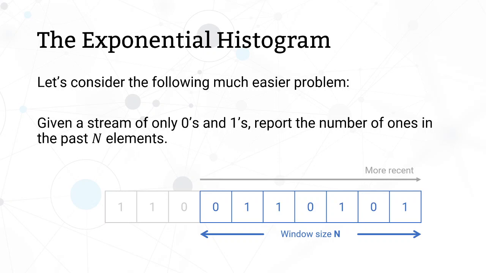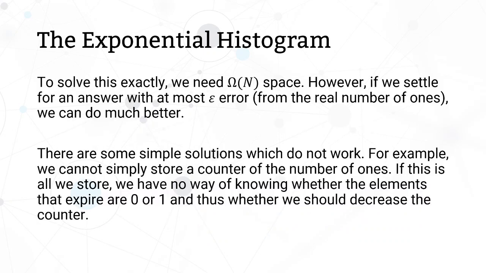So you're given a stream of only zeros and ones, and you want to report the number of ones in the past n elements. Now, there are some trivial solutions you might think of, like, let's just store a counter of the number of ones. But this actually doesn't work, because if you do this, then you'll have no way of knowing whether the elements that expire are 0 or 1, right? Because you don't know what's going to expire, because you haven't stored that. And so you don't know whether you should decrease the counter or not. And it turns out to solve this problem exactly, we actually need linear space.